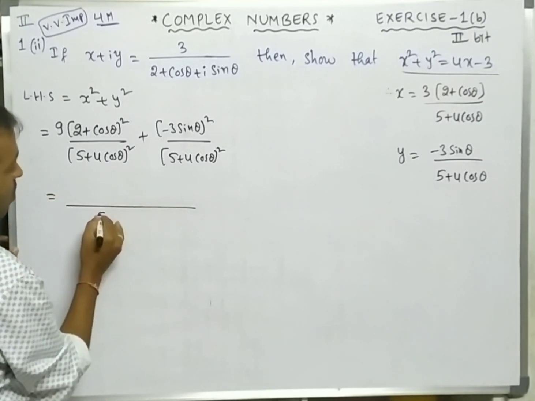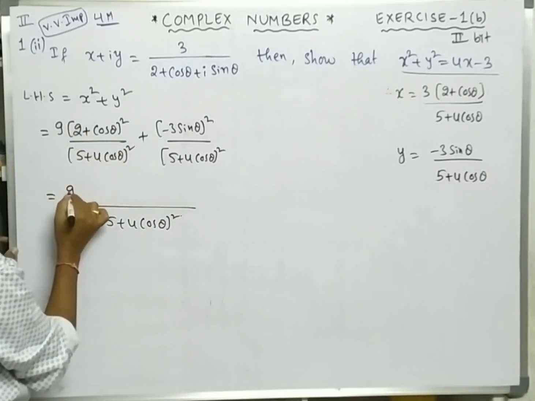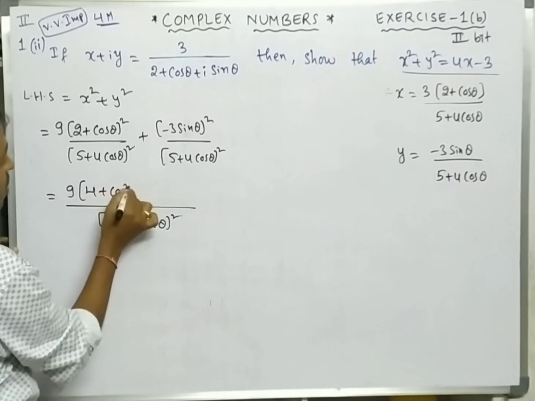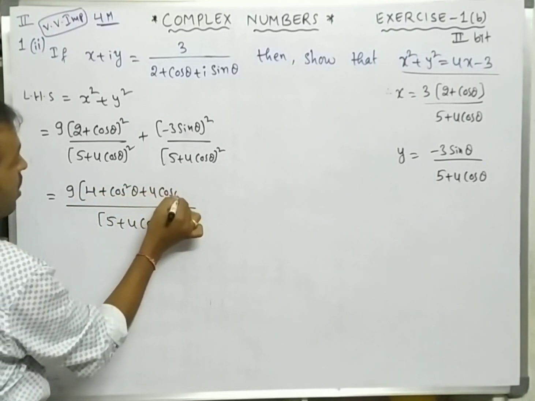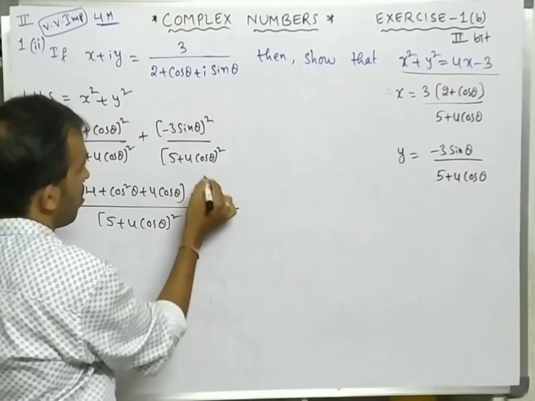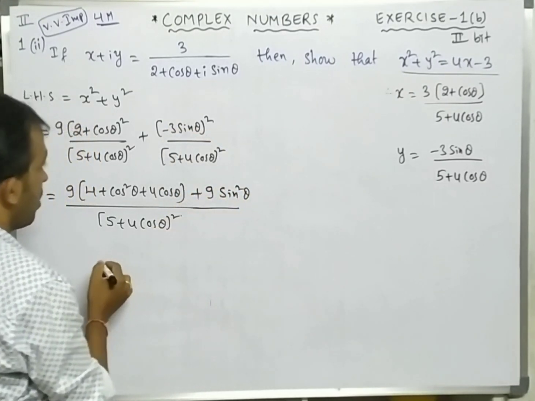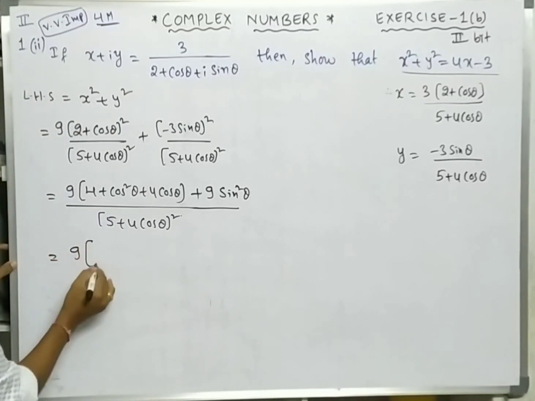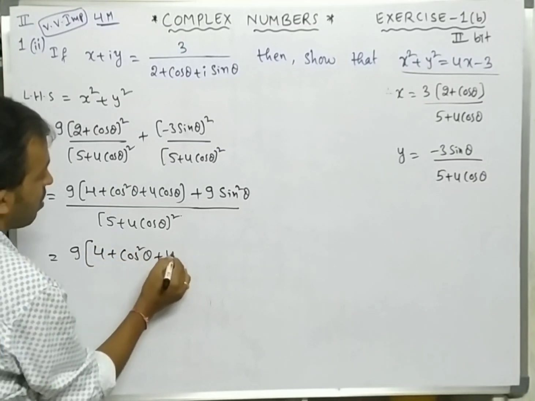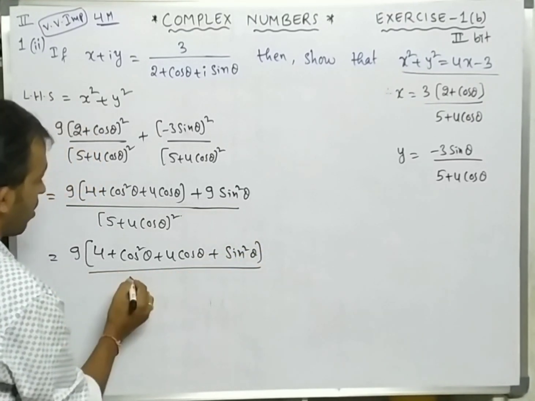Now (5 + 4 cos theta) whole square is the LCM. In the numerator we have 9 into (2 + cos theta) whole square, in the sense 4 plus cos square theta plus 4 cos theta, using the (a + b) whole square formula, plus here the LCM is (5 + 4 cos theta) whole square, minus squared plus 3 square, 9 sin square theta, okay. So 9 is common in the numerator, then you will get 4 plus cos square theta plus 4 cos theta plus sin square theta remaining, and 9 is common, right.